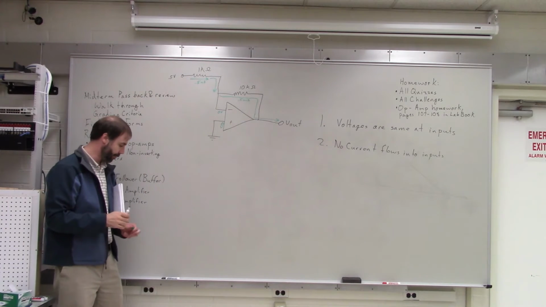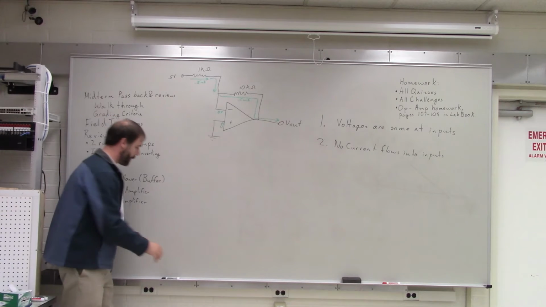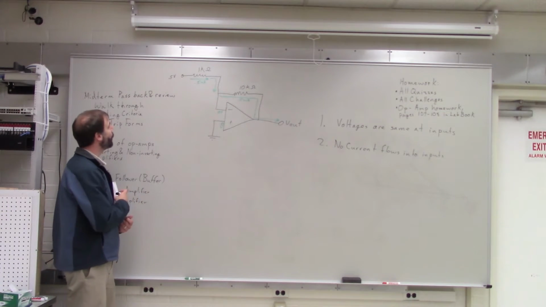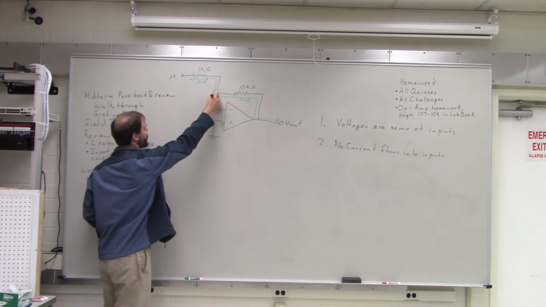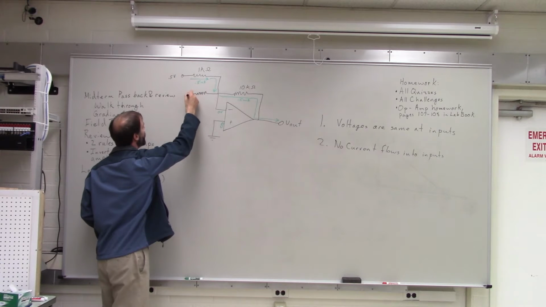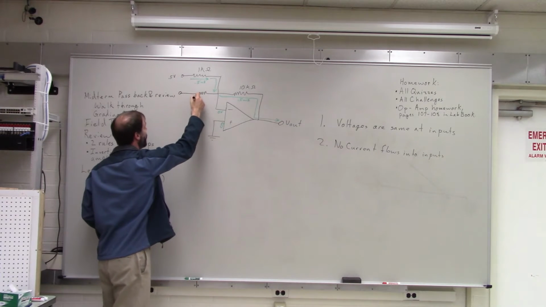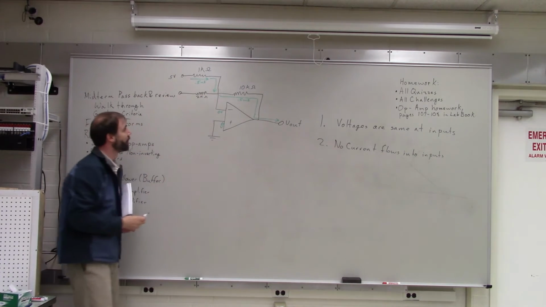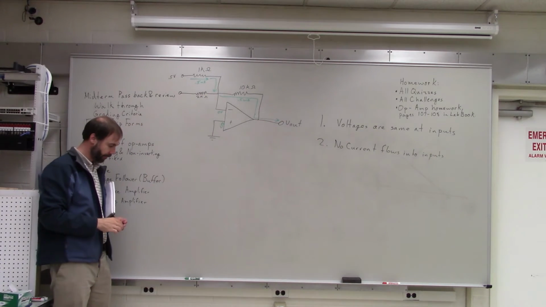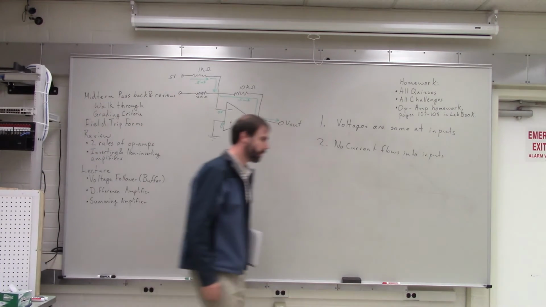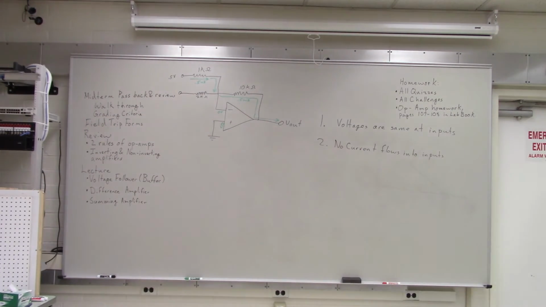So a summing amplifier is very similar, except we add more of these input resistors, and they can be different values. So maybe this one is a 2 kilo ohm resistor, okay? Now with this 2 kilo ohm resistor, we could have a different input voltage also.